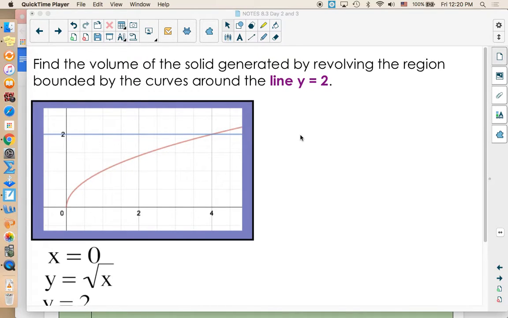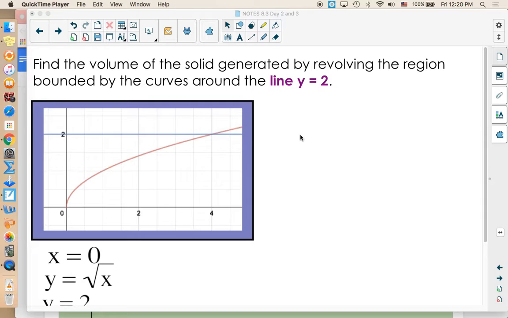This is the lesson video for the second example in 8.3 Day 2, where you're doing volumes of solids of revolution. So it looks like the exact same graph for this one, and it is. It's the exact same functions, it's the exact same graph. But this time you're going to take the curves and generate a solid by rotating the region bounded by the curves around the line y equals 2.